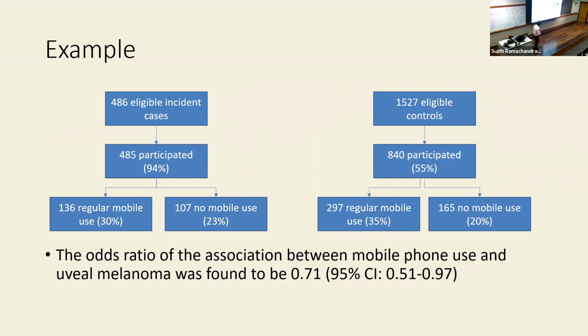Interestingly here, observe this, the response rates, the participation rates in the cases was 94% in the original study, 55% among the controls. So there's already a big disparity in participation rates between cases and controls, and that should get your alarm bells going to say, hey, maybe I have potential selection bias.